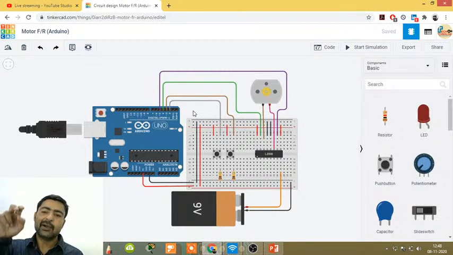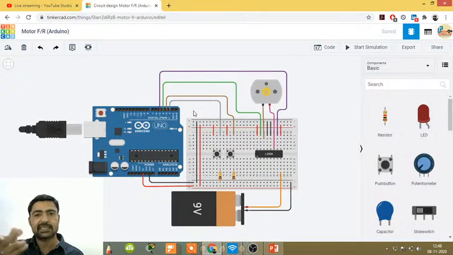So let's say on pin number 4 it is 0, and pin number 5 it is 1. Motor is moving in forward direction. And if on pin number 4 it is 1, and pin number 5 it is 0, motor will rotate in reverse direction. So by changing 1 and 0 on these two pins, we will be controlling the direction of rotation of the motor.